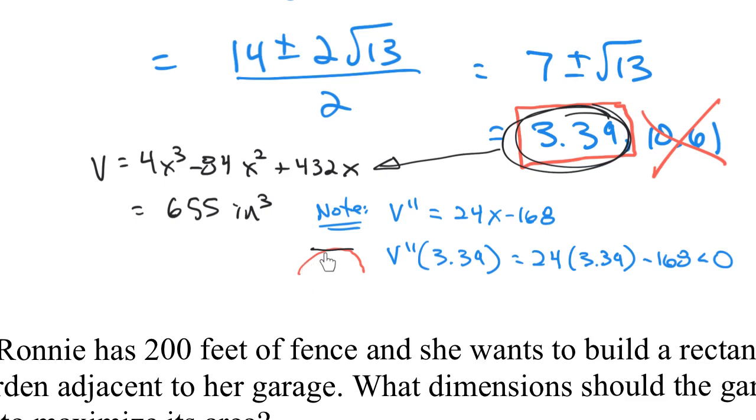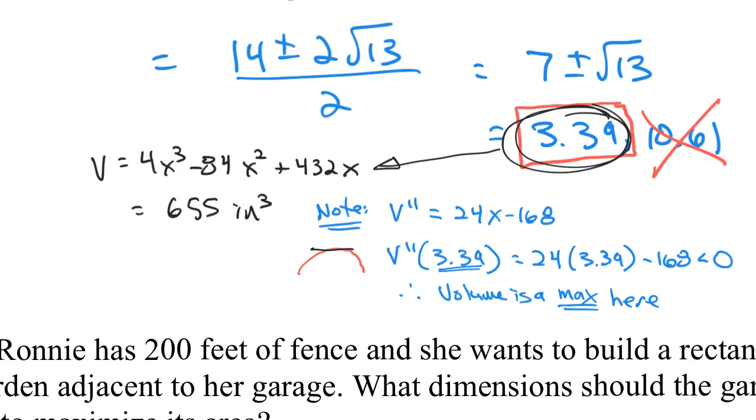So it flattens out right here at 3.39, and the volume function is also concave down. So if it flattens out here and it's concave down, that's got to be a maximum, right? So that's the second derivative test. You could say, therefore, the volume is a maximum here, meaning here at 3.39.